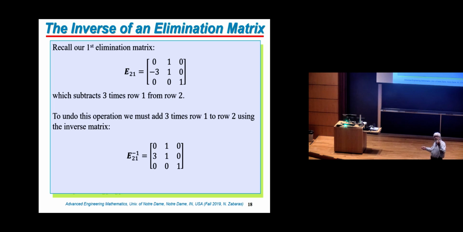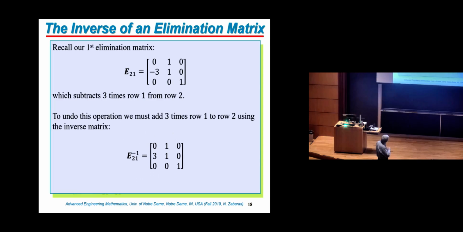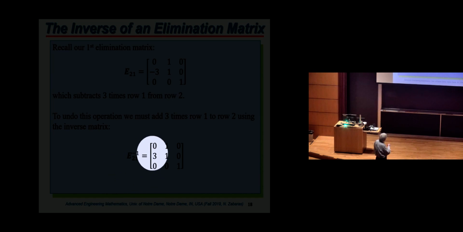What name did we give to 3? Multiplier. So actually, the inverse of this matrix is very nice, because effectively, in that location, the only thing we have to do is put the multiplier, and the rest, basically, okay?